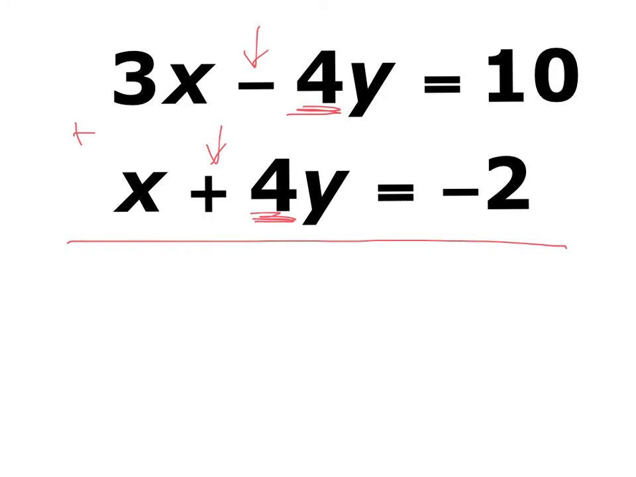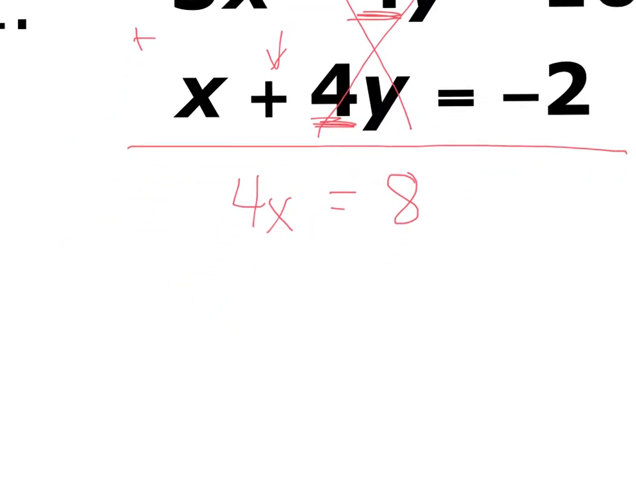3x plus x is 4x. The y's, negative 4y plus 4y, they cancel out. And if you do all that, then you got to add these guys. 10 plus negative 2 is 8. And now we can simply divide for x. Okay, so undo multiplication with division. And those x's cancel out. And we have x equals 2.